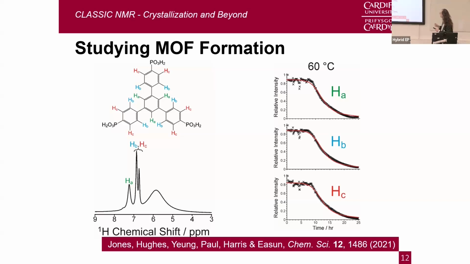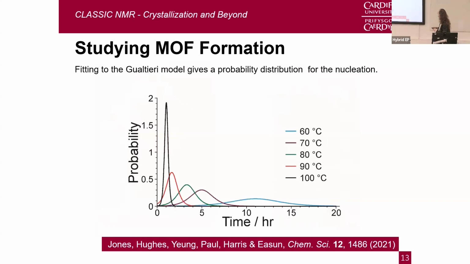And so we can then fit that using a Gualtieri model, which includes information about both nucleation and growth of the MOF. And from the information about nucleation, we can get this kind of plot, which shows the probability distribution for nucleation at different temperatures. So at each of the 5 temperatures that we've run, we can see the probability of the nucleation occurring. Much shorter at the higher temperatures and much longer, up to an average of about 11 hours at the lowest temperature that we studied. So that's a very nice piece of information that you can get out of this modeling.